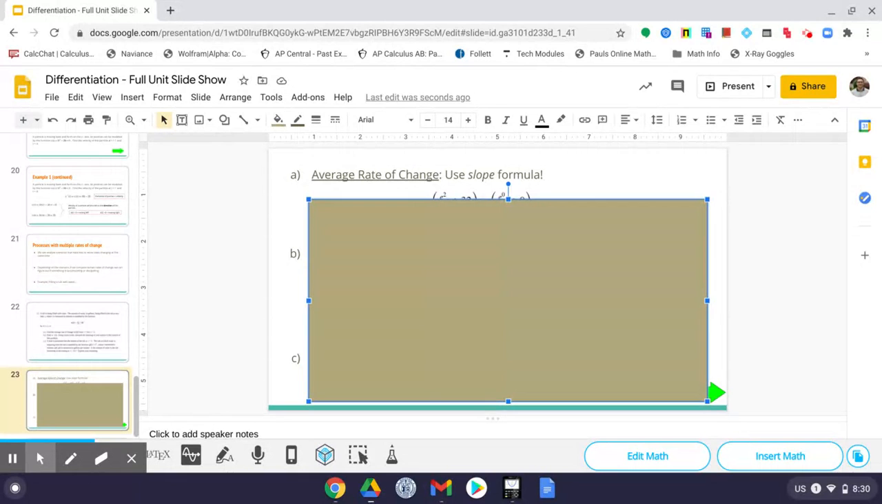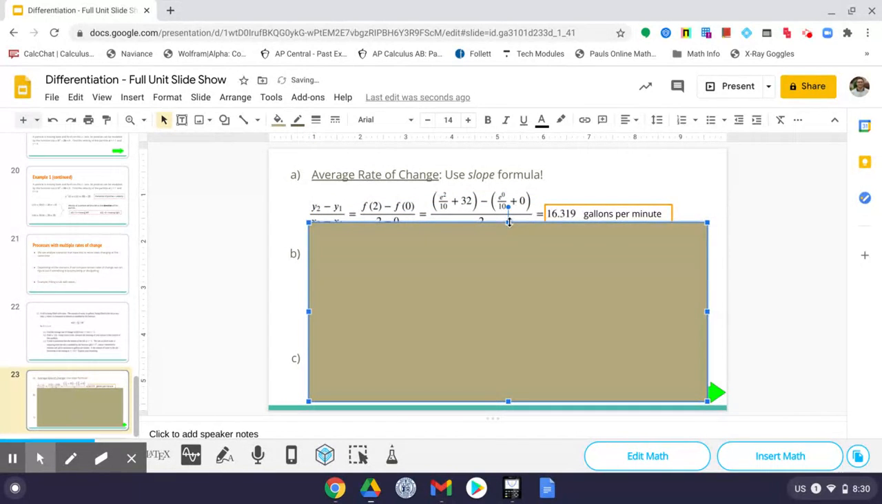Whenever we see the words find the average rate of change, immediately in our heads we should start thinking about the slope formula, and more specifically, the slope formula as it pertains to this problem. We know the slope formula is y2 minus y1 over x2 minus x1. For this problem, though, the outputs are in terms of f, that's my function, and my second x value is 2 and my first x value is 0. So the average rate of change is f of 2 minus f of 0, divided by 2 minus 0.